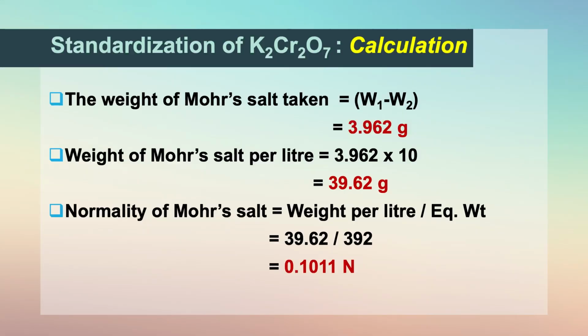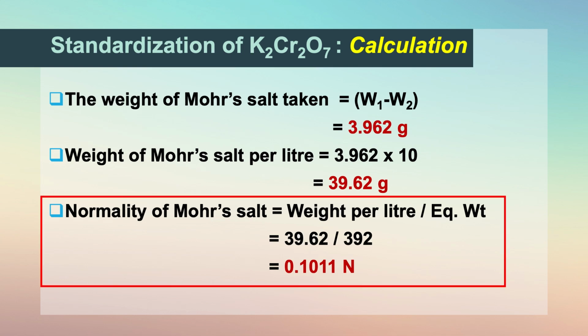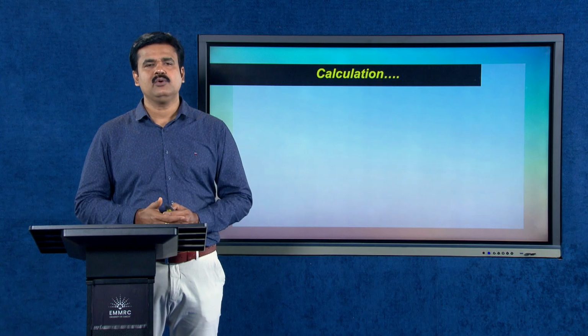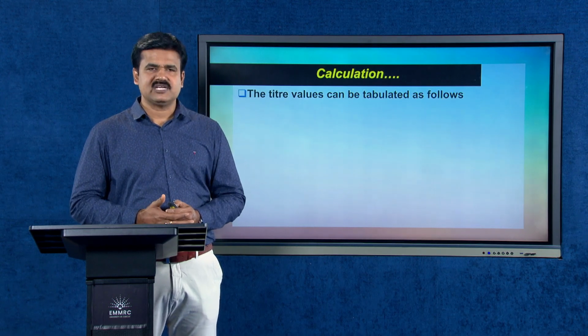Now, it is possible to calculate the normality of the prepared solution by using the expression: normality of Mohr's salt is equal to weight per liter of Mohr's salt divided by its equivalent weight. That is 39.62 divided by the equivalent weight of 392. You will get a value of 0.1011 normal. Thus, we got a standard solution of Mohr's salt with the concentration 0.1011 normal.